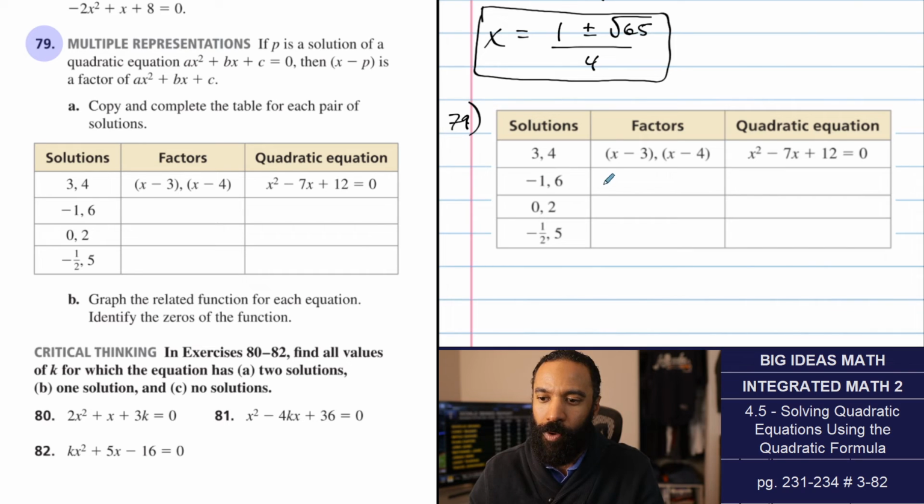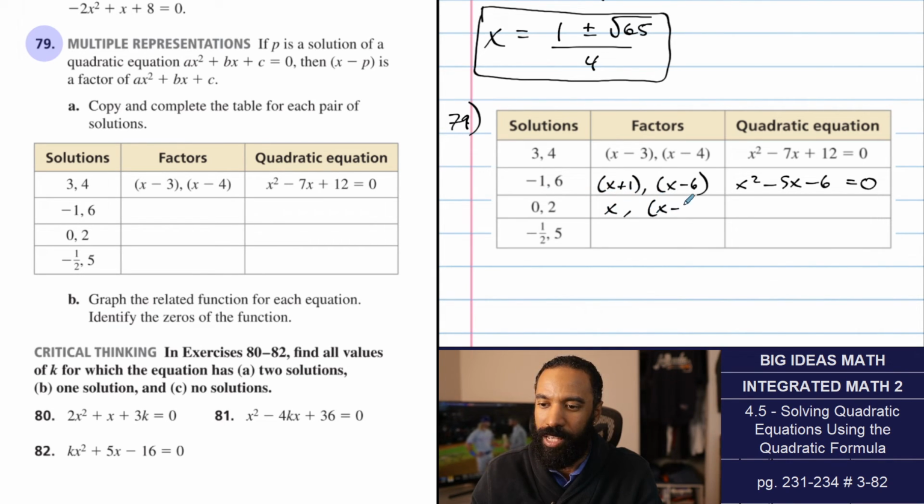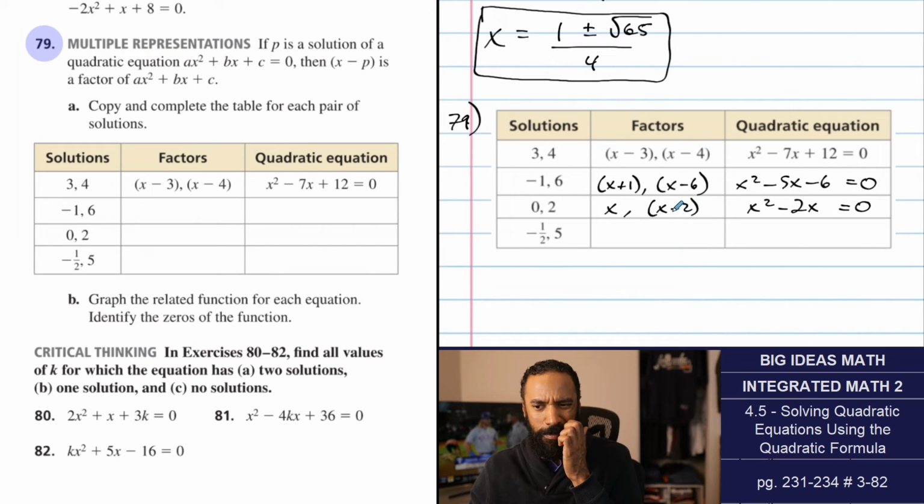So if negative 1 is a solution, then x plus 1 is a factor. If 6 is a solution, then x minus 6 is a factor. If we FOIL this out, we're going to get x squared minus 5x minus 6, and let's set it equal to 0 for the quadratic. These are what gives us solutions of that. If 0 is a solution, then x is a factor. If 2 is a solution, then x minus 2 is a factor. You expand that out, you get x squared minus 2x equals 0. I don't know why this question comes after the fact.